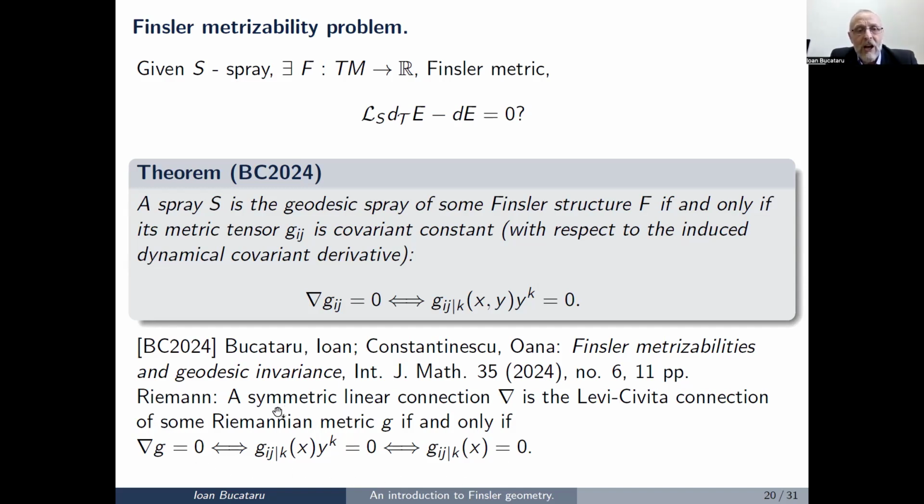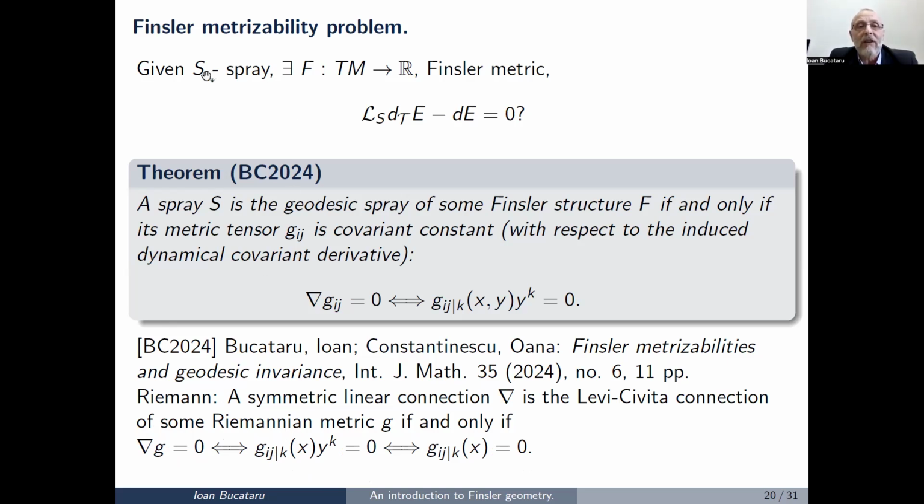as I put it here at the bottom of the slide. A linear connection nabla is the Levi-Civita connection of some Riemannian metric if and only if the covariant derivative of the metric is zero. So we have this expression here. You may ask, what is this expression here? Well, let me explain.